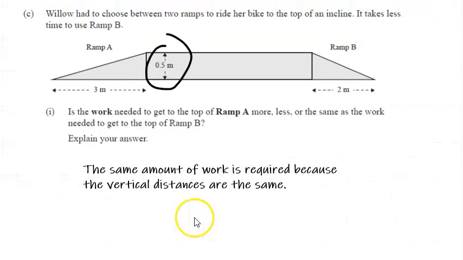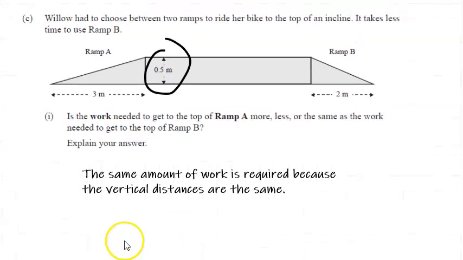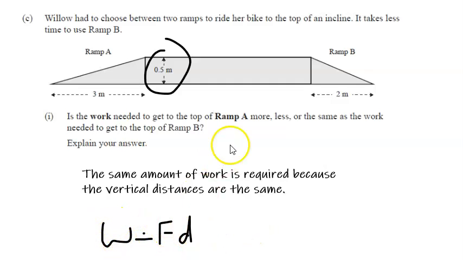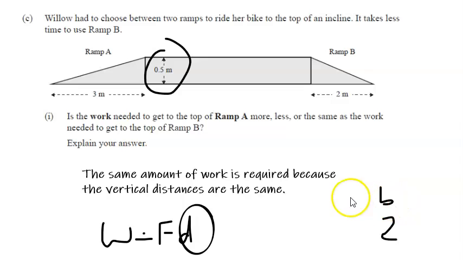So we know that work equals the force times distance. So work equals the force times the distance. For both, no matter which ramp you go up, the work is going to be the same. What's different is that the distance in each ramp changes. So for ramp B, the distance is 2, and for ramp A, the distance is 3.